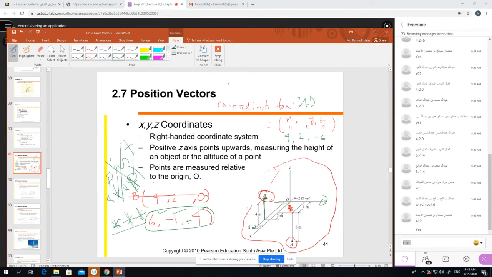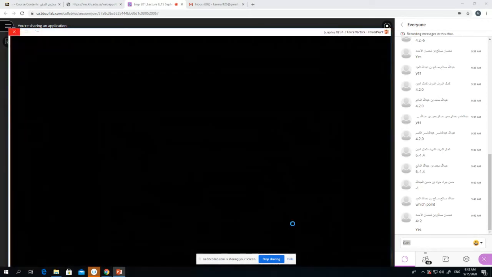Next, we learn the position. Next, we learn the length, or where it is. As an example, from A to O, what is the distance? That is what we are going to learn, and that is very important.